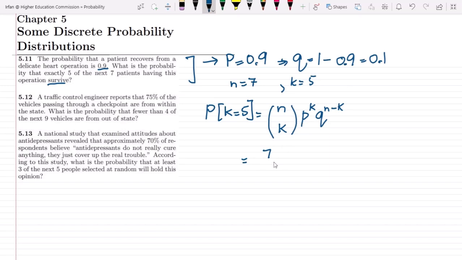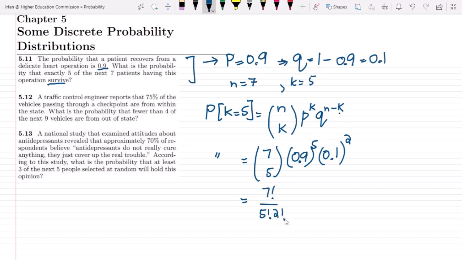So this is 7 choose 5. For this one, the probability p is 0.9, so 0.9 raised to the power 5. And q is 0.1, and n minus k is 7 minus 5, so here it will be squared. Let me find it out: 7 factorial divided by 5 factorial, and 7 minus 5 is 2 factorial.